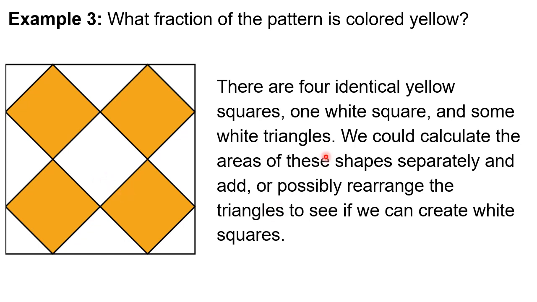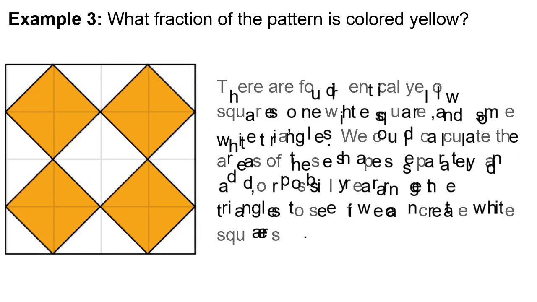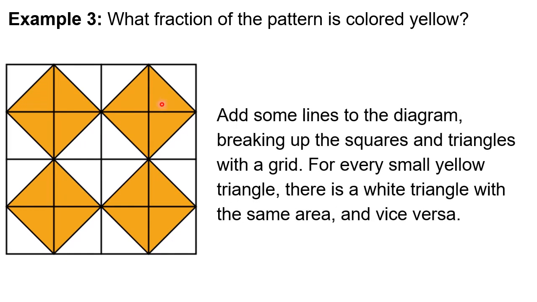So there are four identical yellow squares, one white square, and the rest are all triangles. So what we can do here, class, is divide this into similar triangles. By doing that, we can easily see how many white and yellow triangles there are.